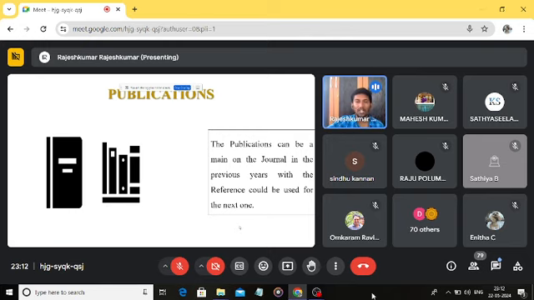So here, we have to get information about publications on our related research topics. The publications can be the main journals from previous years, and the references can be used for the next one. If I'm preparing a journal, I have to get information from e-journals and e-websites about my topic in previous years' publications: the date of publication, the impact on the current situation, and why we are using this type of publication, and what gap of period is involved.